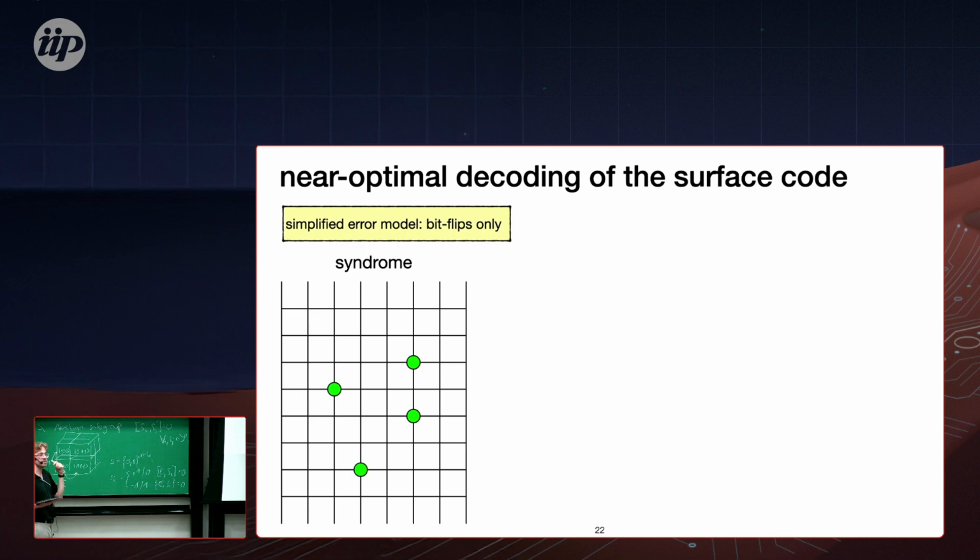Okay, we've seen before that the errors are always string-like operators with excitations at the end. So before we had one example where we had an X error like this, and then we had these syndrome excitations on the side. Now I've drawn some arbitrary error configuration. Can someone tell me how I could, for example, decode this?